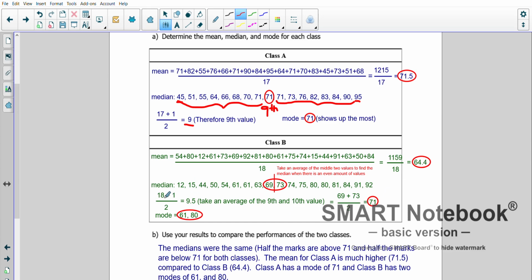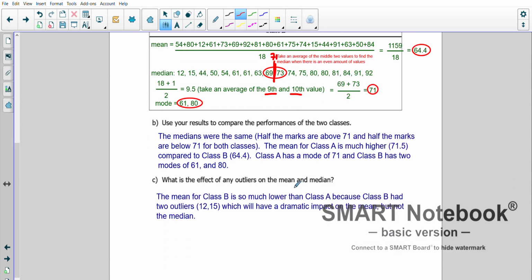So if I go 18 plus 1 divided by 2, I get 9.5. What that's going to tell me to do is to take an average of the 9th and the 10th value. So I'm finding the average of these two values, and that'll give me a mark, as seen in the calculation, of 71. So 9 of these values are above 71, and 9 of these values are below 71.